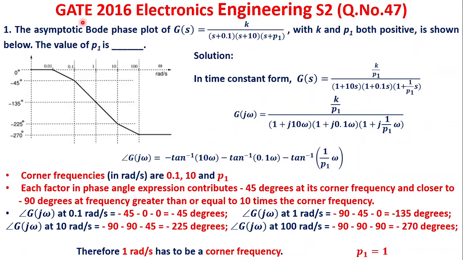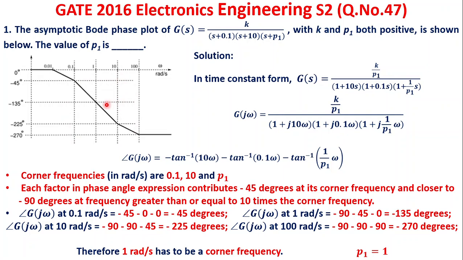The first question is taken from GATE 2016 question paper, Electronics Engineering Set 2, question number 47. The asymptotic Bode phase plot of G of S equal to K by S plus 0.1 into S plus 10 into S plus P1, with K and P1 both positive, is shown below. The value of P1 is dash. So they have given the asymptotic phase plot.